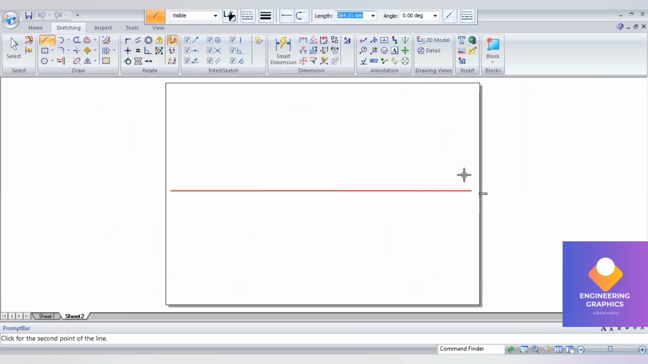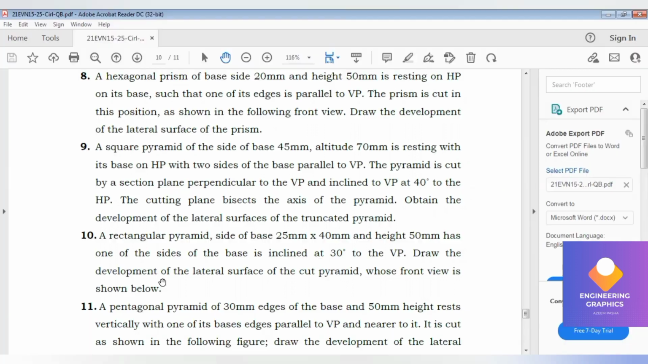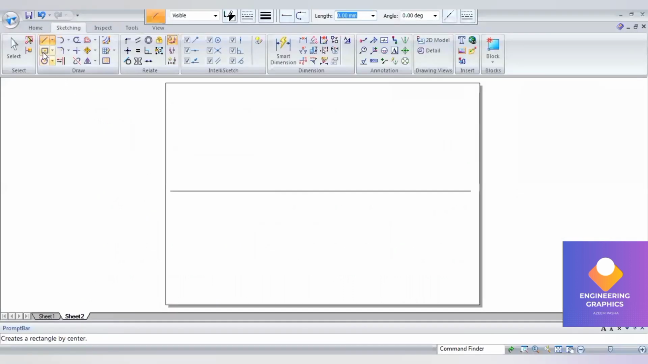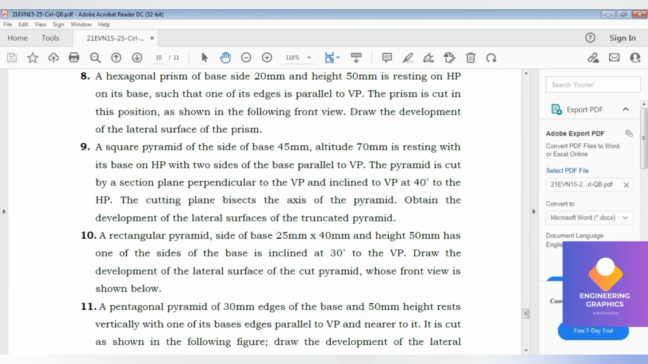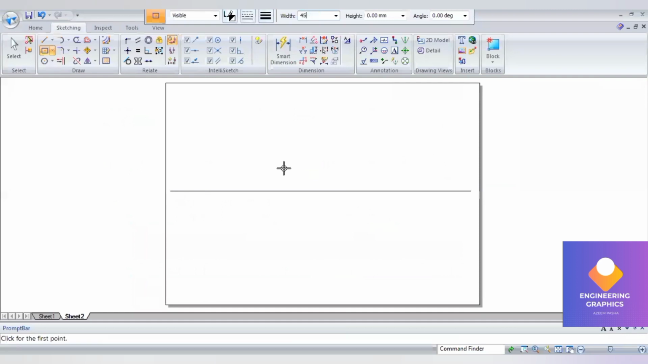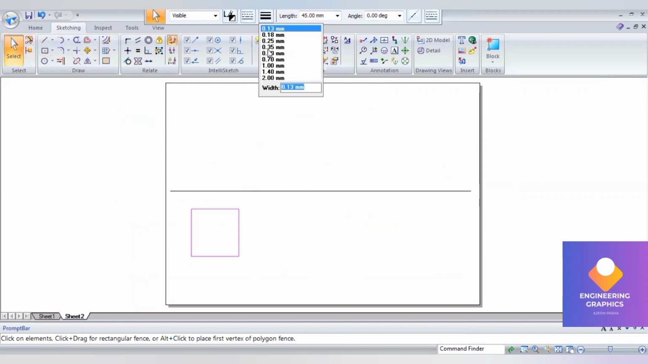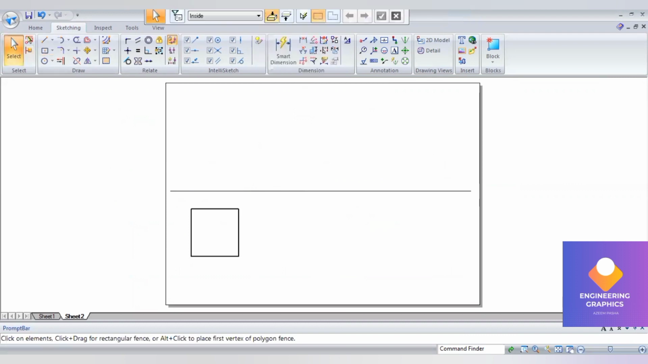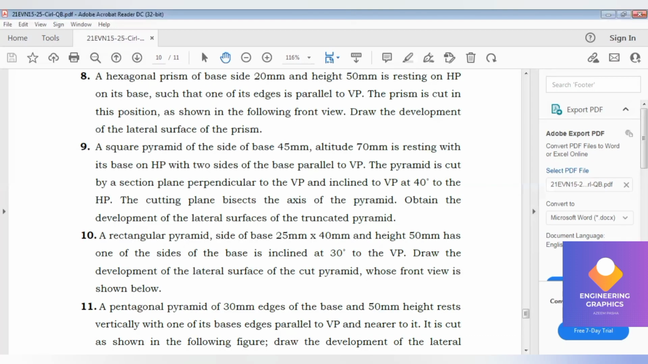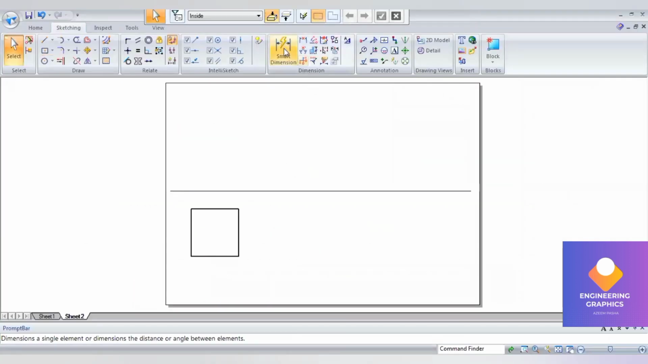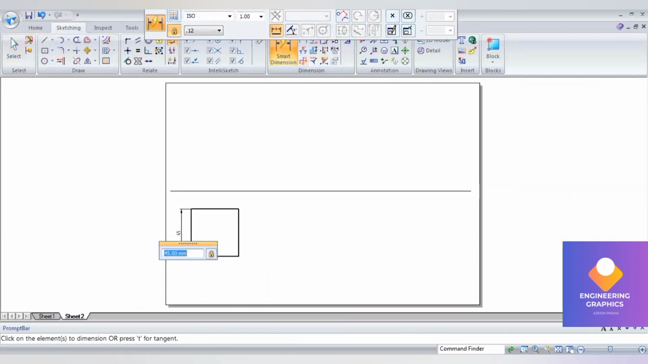First I will draw one straight line. So here I have to construct a square of dimension 45 and it has to be parallel to the VP. Parallel to the VP means, first position starts from the edge here. Okay, give the width and height the same and place it with the edge. So go to smart dimension and measure.